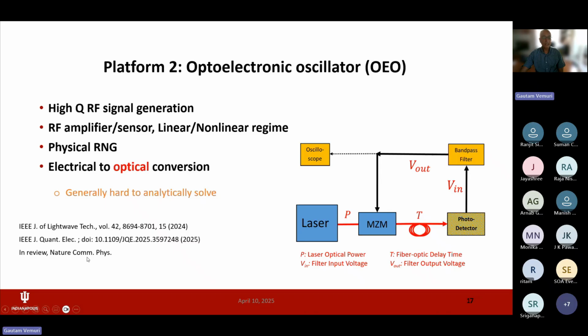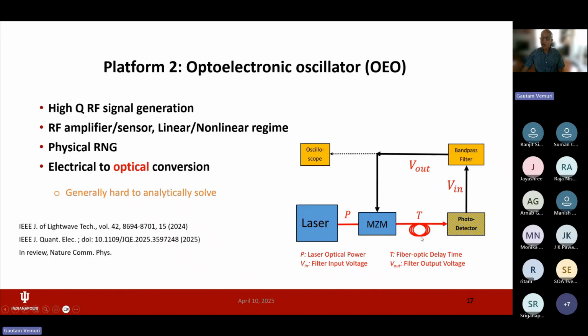We have another one that's in the second round of review. Hopefully it'll appear soon. But basically, it's kind of like a laser, but it has parameters that are much more easily controlled. So we start with a laser, and we run the light through a Mach-Zehnder modulator. And I'll tell you what this does. But it basically amplitude modulates the light.